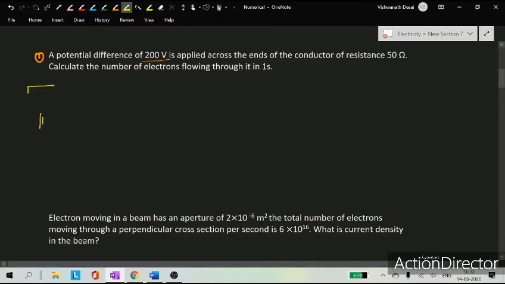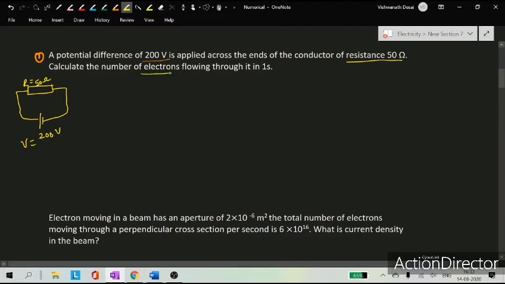I have a conductor here and it is connected to a battery of potential difference 200 volt. So these are the given data. What have they given next? The conductor resistance is given. This is 50 ohm. So the value of R is also given.